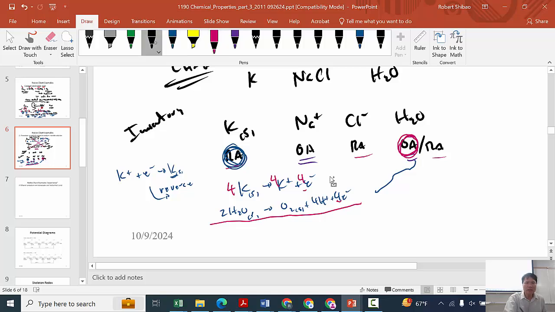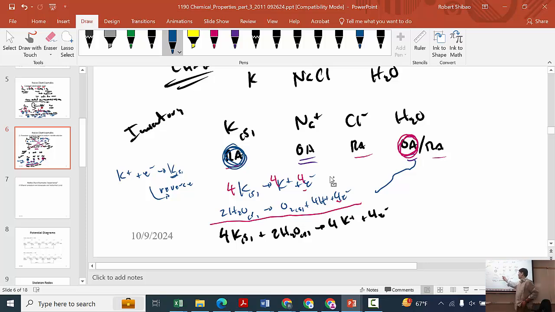And so the net reaction here is going to be 4 potassium solids plus 2 water liquids yield 4 potassium ions plus 4, oops, I forgot the... I think I screwed this up, unfortunately. Yeah, I screwed this up. I should have copied it off the chart here. I screwed it up because look at what I did here. I have 4 electrons as product here, and 4 electrons as product here.